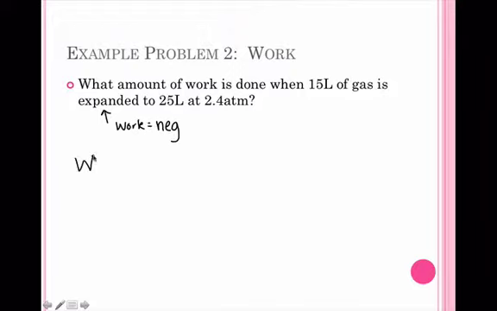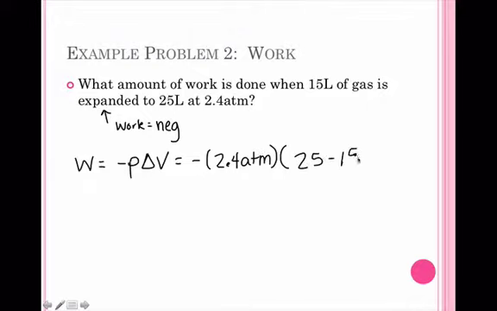So I'm going to use that equation that work is equal to negative pressure times the change in volume. So negative, and the pressure they gave me is 2.4 atmospheres. And then my change in volume is going to be the final minus the initial. So 25 minus 15 liters. And if I do that, I end up with negative 24 liter atmospheres. Remember, those are the units.